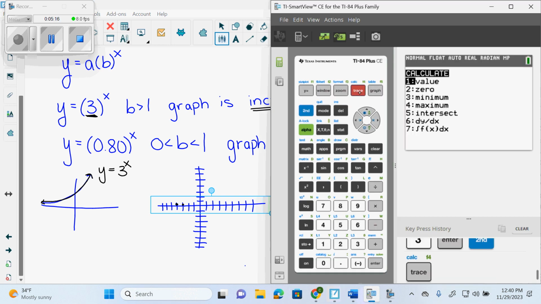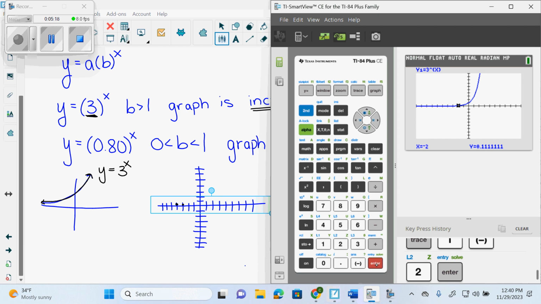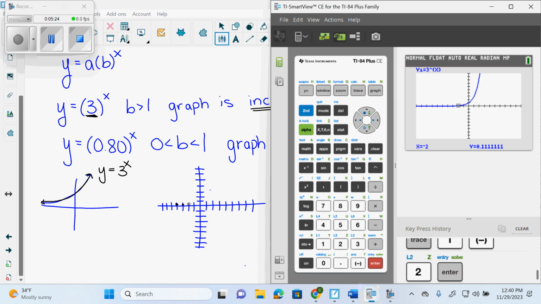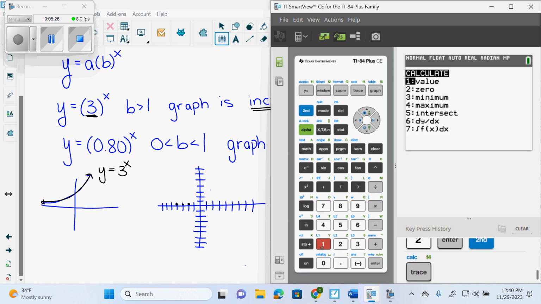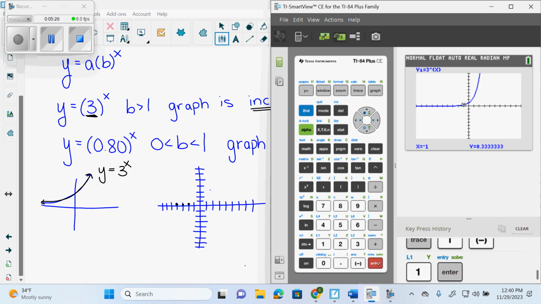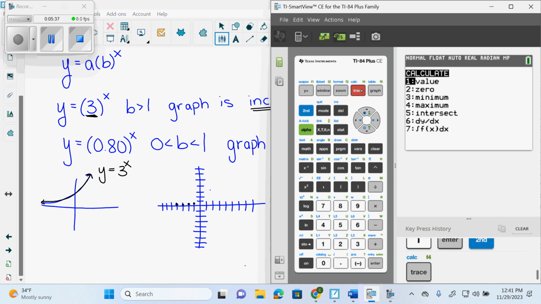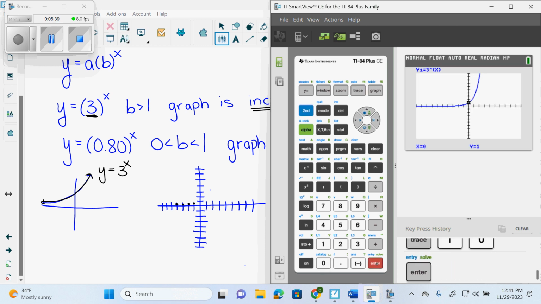Then second trace value, -2. Oh, now I'm at 0.1, so I'm a little higher. And then second trace value, -1. Now I'm at 0.3. I'm a little higher. Then second trace value, 0. I'm at 1.